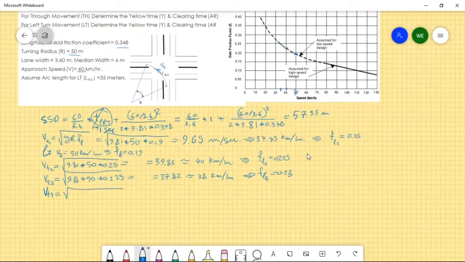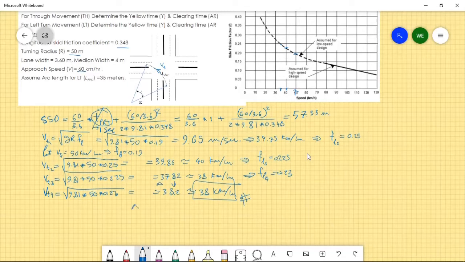So that's the square root of 9.81 multiplied by 50 multiplied by 0.22, 0.223 or 0.23. So this will be, okay, 38.2, which is almost 38 kilometers per hour. Here we stop. Why do we stop? Because the change, the delta in change, is very small.